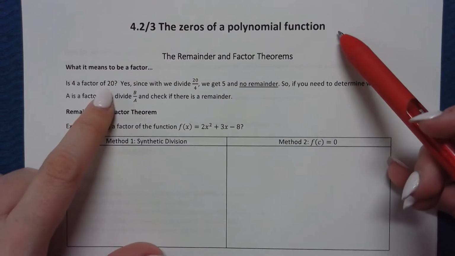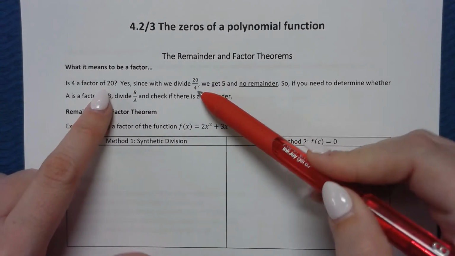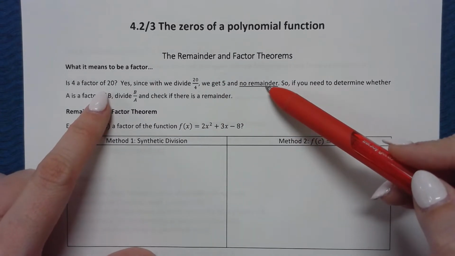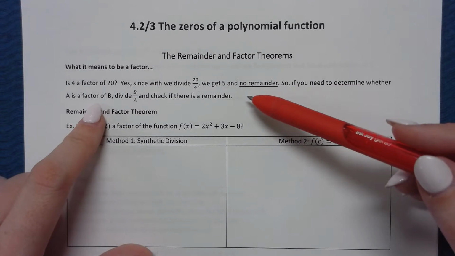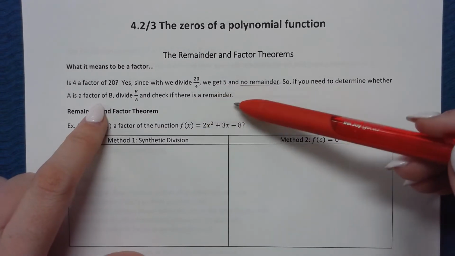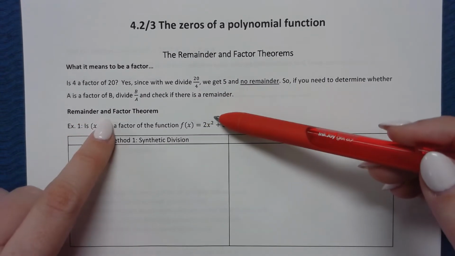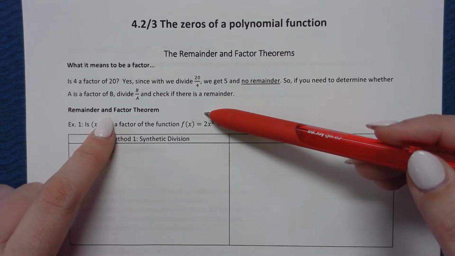So remember, 4 is a factor of 20 because when we divide by 4 we get 5 and there's no remainder. So when you need to determine whether something is a factor, we're going to divide and check to see if there is a remainder. That leads us to the remainder and factor theorem.